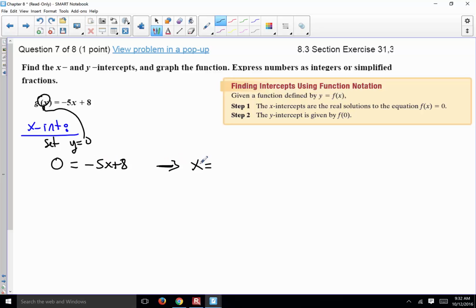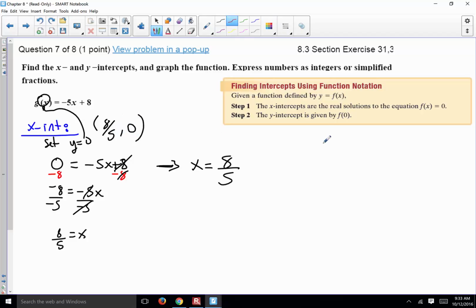X is 8/5. How do we do that again? Subtract 8, divide by -5. It's -8 over -5, but when you divide two negatives, it makes positive. So x-intercept is 8/5, 0.